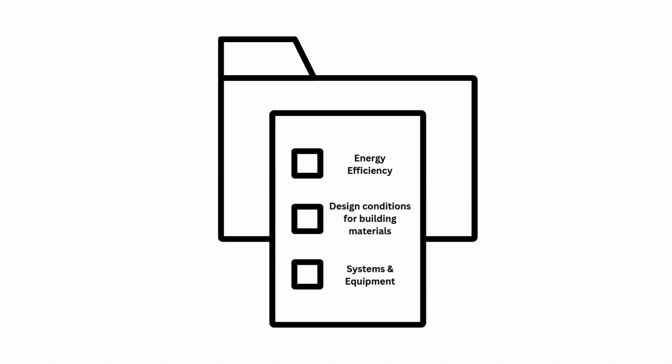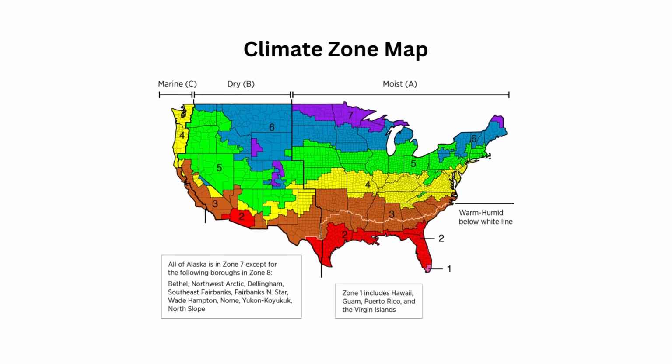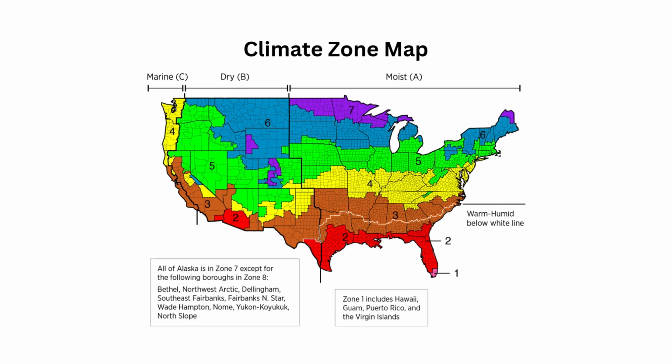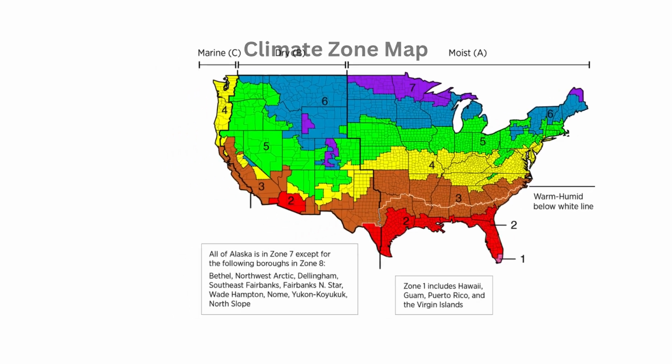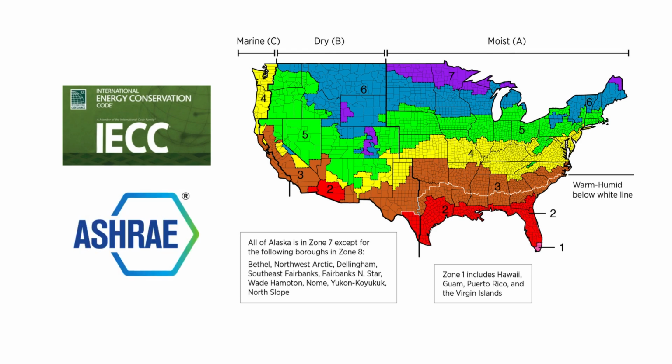They are also one of the general requirements that dictate where and what code requirements should be used to ensure compliance with energy efficiency, design conditions for building materials, as well as systems and equipment. The map of climate zones, which you can easily find on Google, shows the 8 U.S. Building America climate regions based on the designations used by the International Energy Conservation Code and the American Society of Heating, Refrigeration, and Air Conditioning Engineers. These zones influence how homes and buildings should be designed for energy efficiency, comfort, and durability.